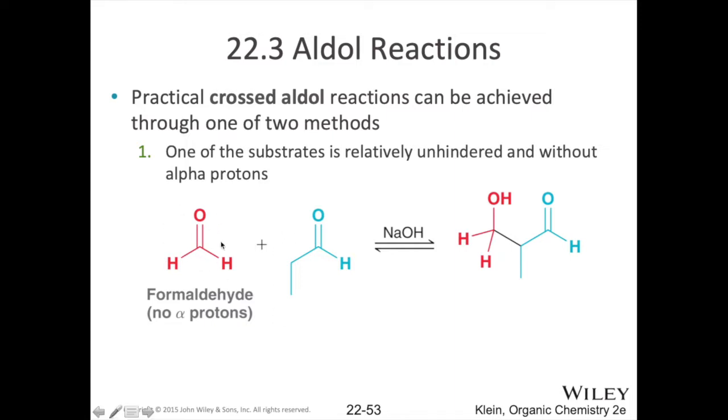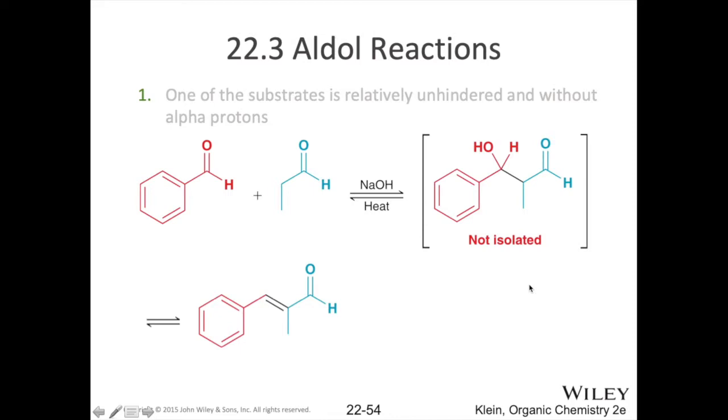So in the case of formaldehyde, there are no alpha protons. You can't convert it into an enolate, and therefore it can only act as the electrophile. So in other words, this aldehyde over here is going to have this alpha carbon be its nucleophile, and it's going to attack that carbonyl. So you have to get this product. And here's another example.